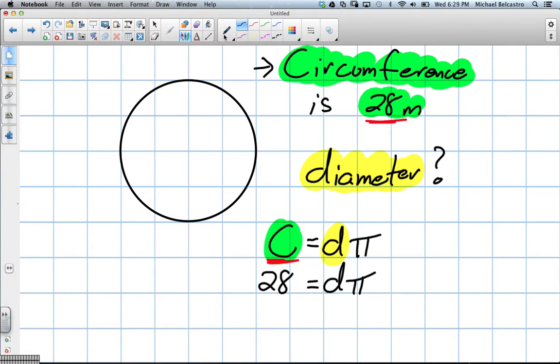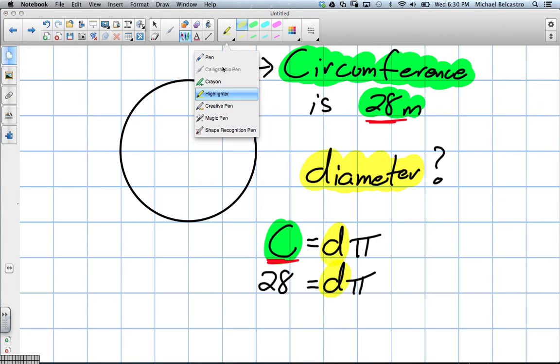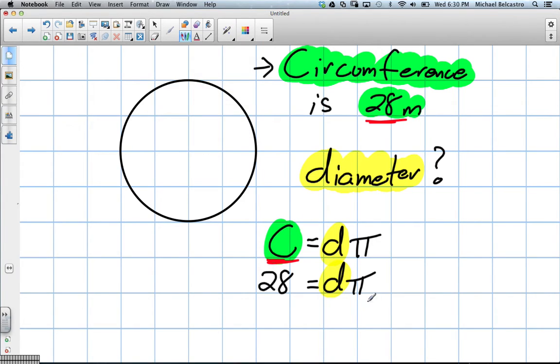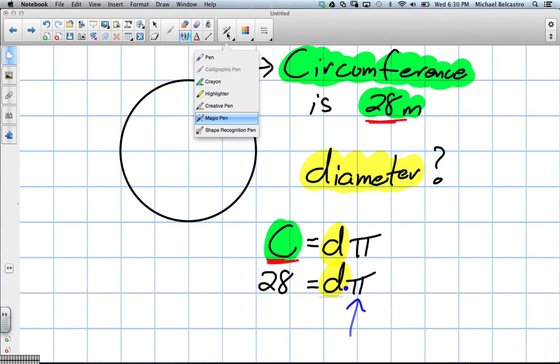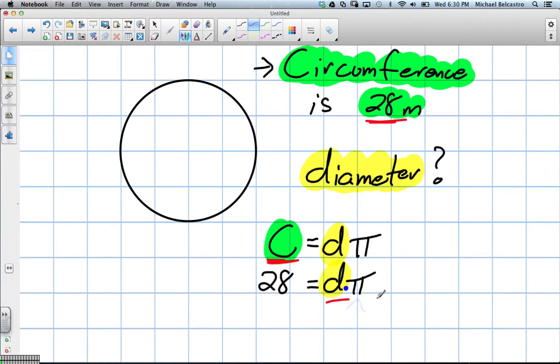We've gotten a value. Now, when we're trying to isolate a value, what we want to do is move everything else from that side of the equation, on that side of the equal sign, to the other side. We want the d to be by itself. So I need to move pi. Since this is diameter times pi, technically what we do is divide both sides by pi. And the reason we do this is, whatever you do to one side, you must do to the other. That's one of the rules.